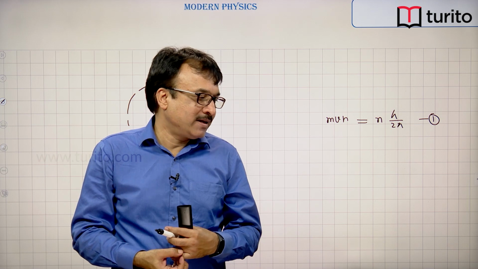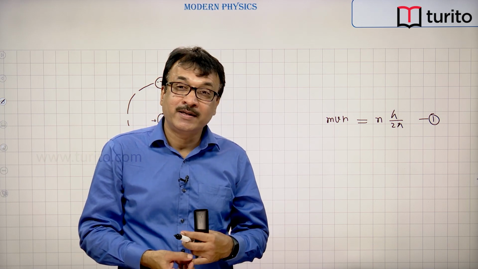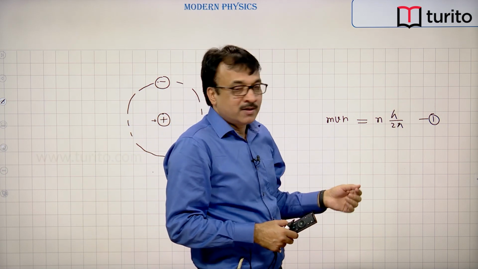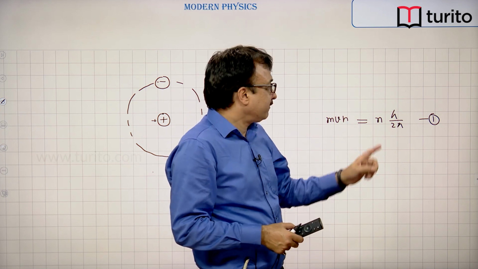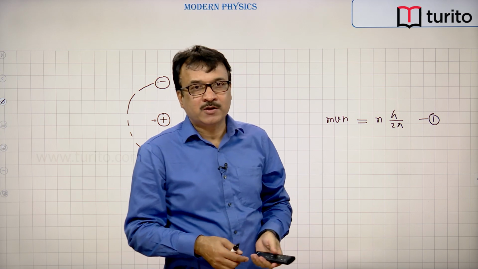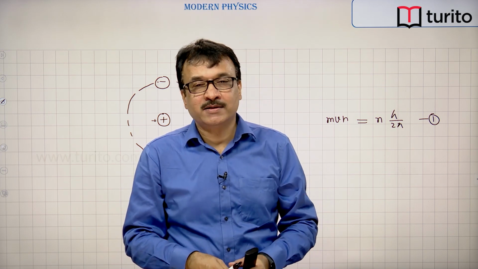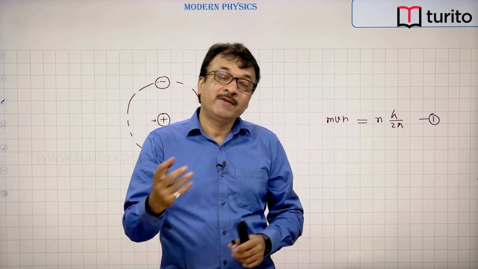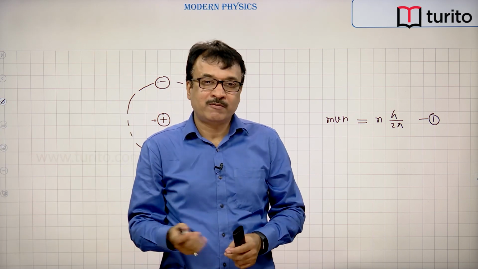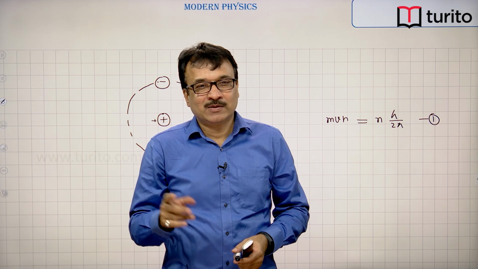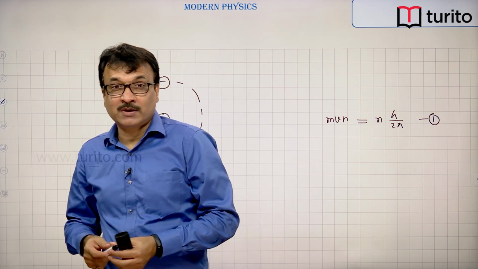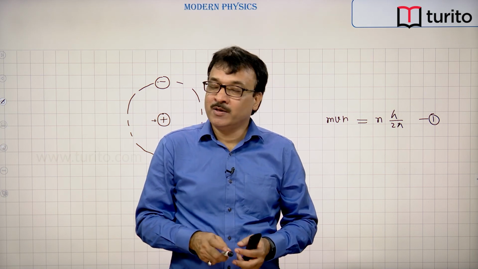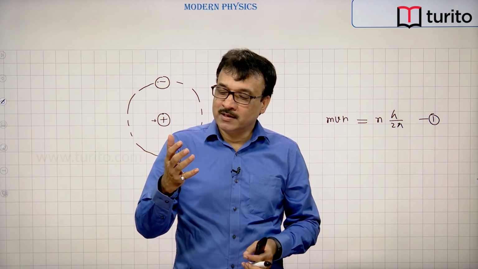An interesting thing, I would say a very funny thing, is that even Bohr had not known why this will happen. Why, if angular momentum is an integral multiple of h upon 2 pi, does the electron not lose energy? Bohr had no idea about this, but he said that if this happens, then the atom will be stable. But why does this happen? Its answer could not be given by Bohr, but the answer came later and it was explained by de Broglie.